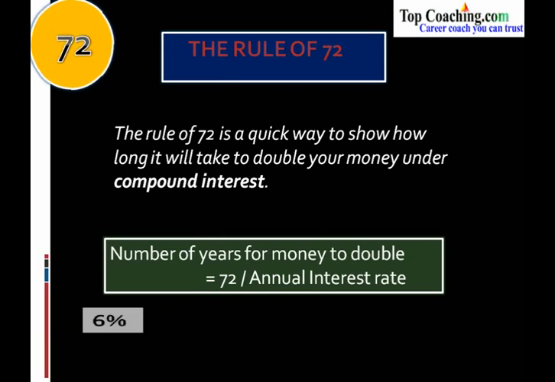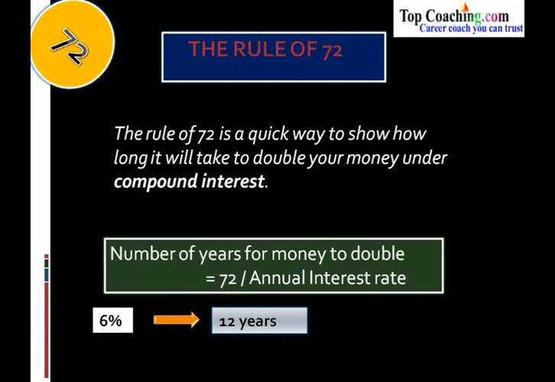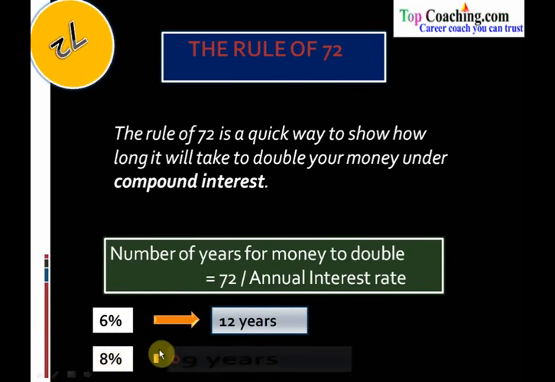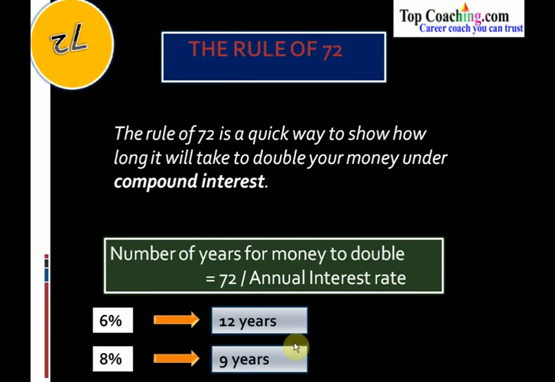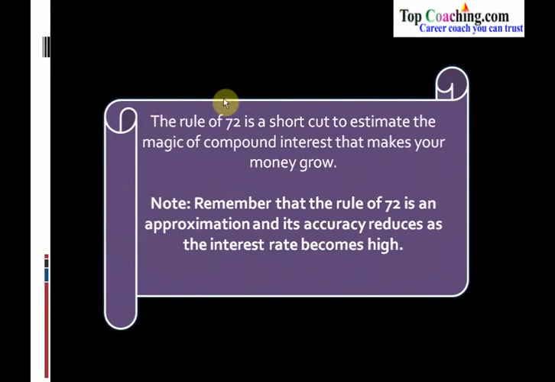For example, if we have the rate of interest as 6%, then the number of years required to double the amount is equal to 12 years, because 72 divided by 6 is equal to 12. Similarly, if I have the rate of interest as 8%, then the number of years would be 9, because 72 by 8 is equal to 9. So this rule of 72 helps us to know the time it would take to double our money under compound interest. But now there's something important to understand.